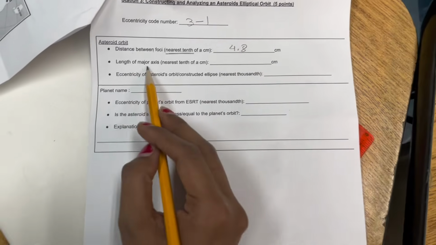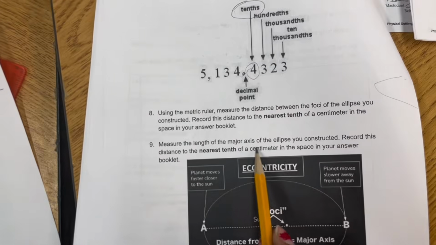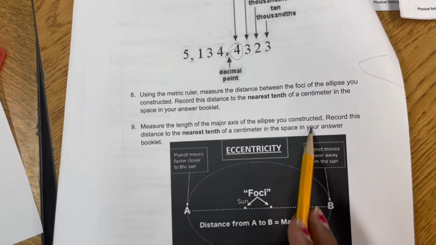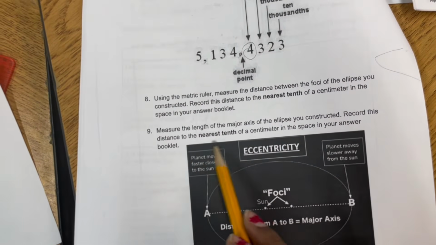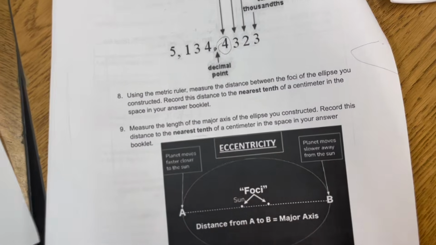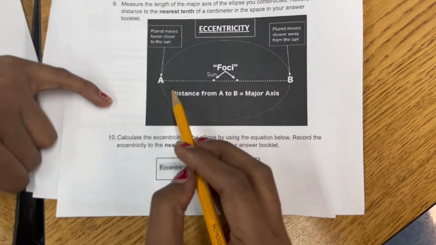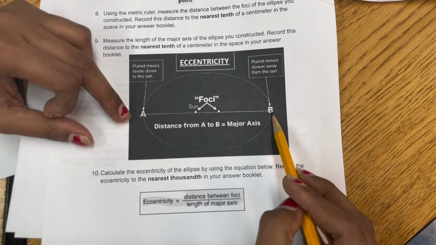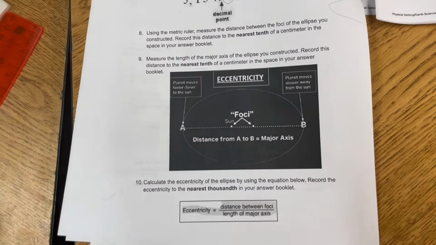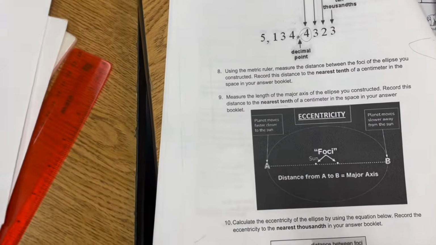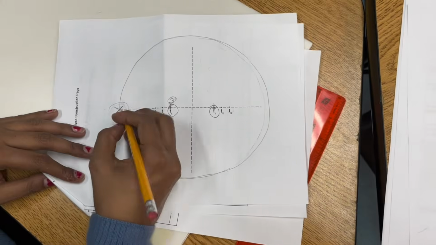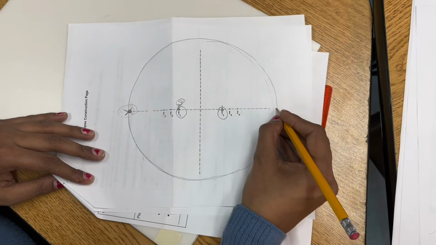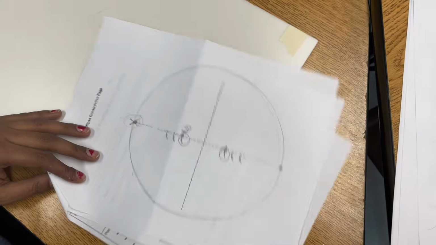Next is asking for the length of the major axis. Number 9 says, measure the length of the major axis of the ellipse you constructed and record this distance also to the nearest tenth of a centimeter. For a recap, the length of the major axis is from one side of your ellipse all the way to the other side. In this case, if I go back to my construction page, my major axis is from this side of my ellipse all the way to the other side of my ellipse that I drew.